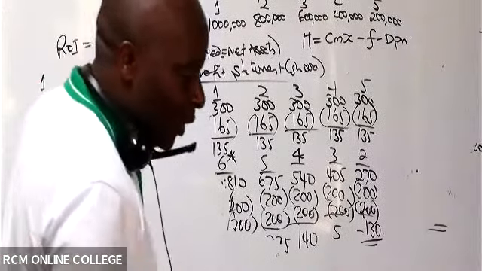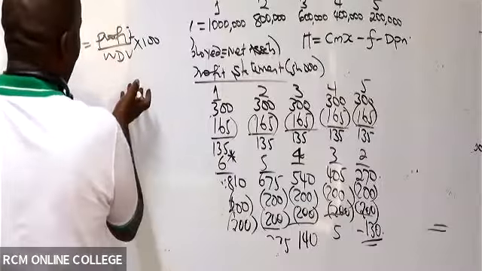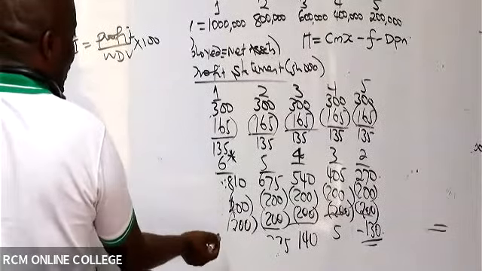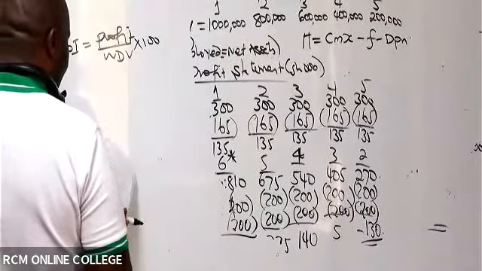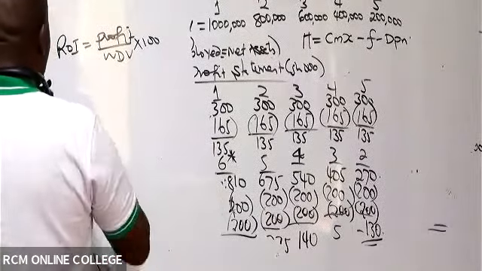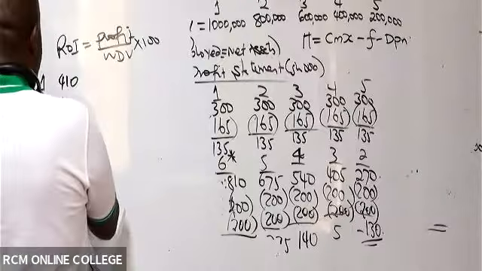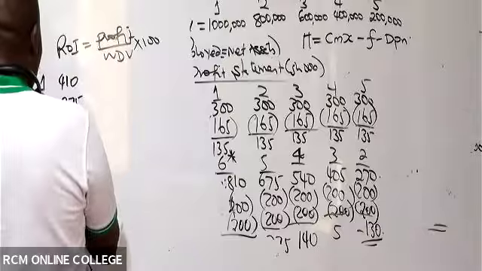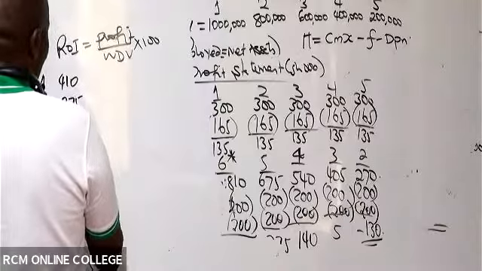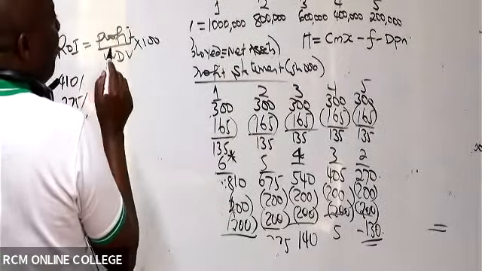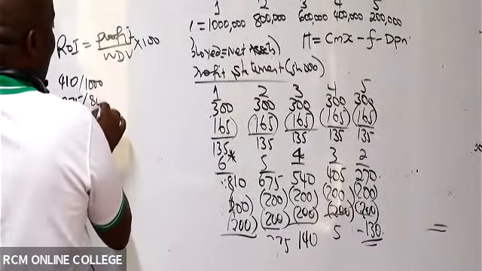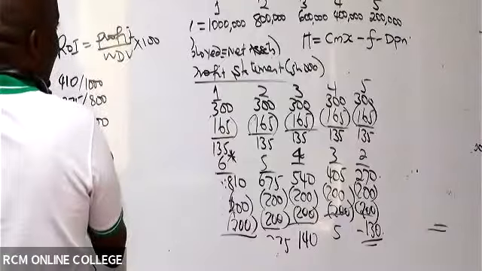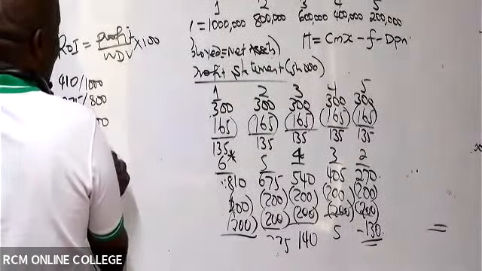And our operating profit, my students, has been given. Unfortunately, I rubbed mine. So the operating profits are 410, 275, 140, 5, and negative 130. You divide these by the beginning written down values in thousands: divided by 1,000, divided by 800, divided by 600, divided by 400, divided by 200.